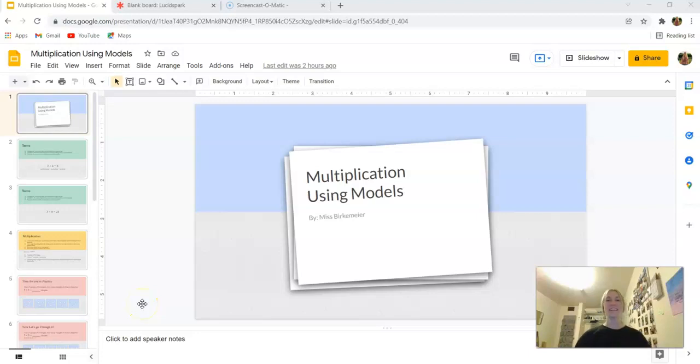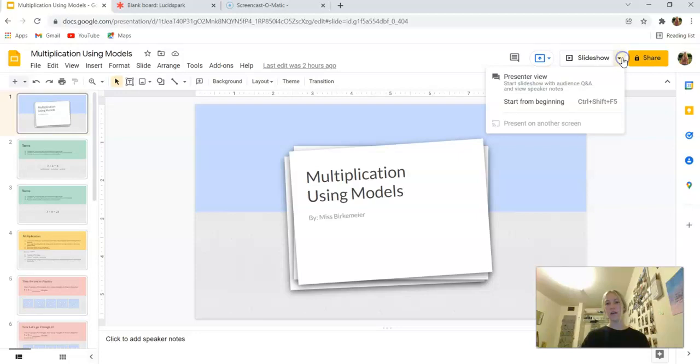Hi class. Okay, so today, Monday, we are going to be talking about multiplication using models. So let me put this into a slideshow so you can see what we are going to be learning about.